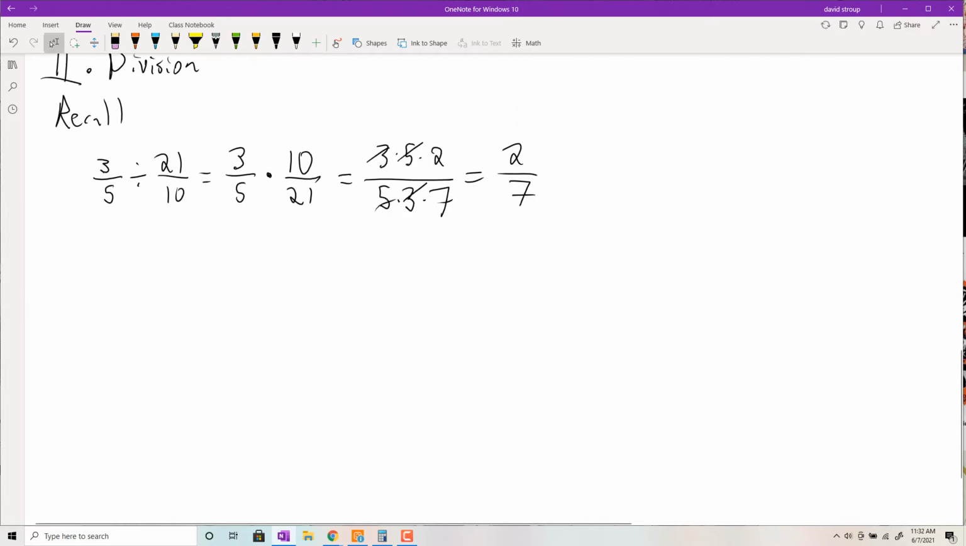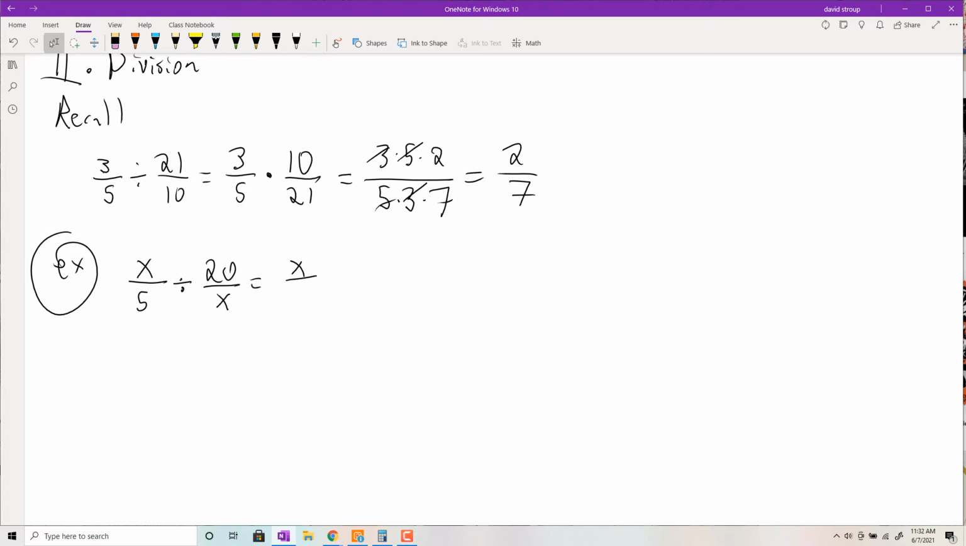Okay, so let's look at some of the examples that we're going to be facing in the homework. x over 5 divided by 20 over x. I'm going to replace the division symbol with multiplication and essentially flip the second fraction, take the reciprocal. So in the numerator, there's not really going to be any cancellation. You kind of see it if you were to multiply it out and put everything in factored form. You're not really going to get any cancellation. So in the numerator I have x squared, and in the denominator I just have 100, and that would be it.